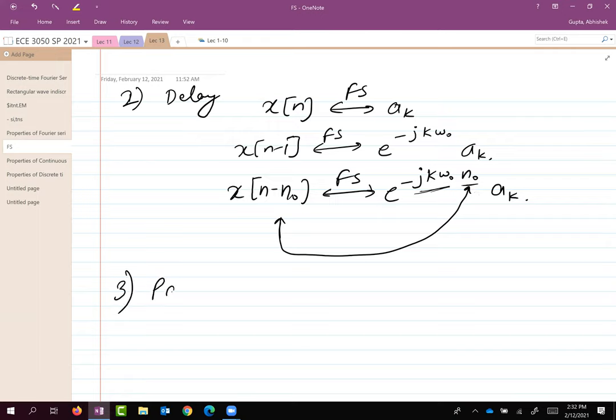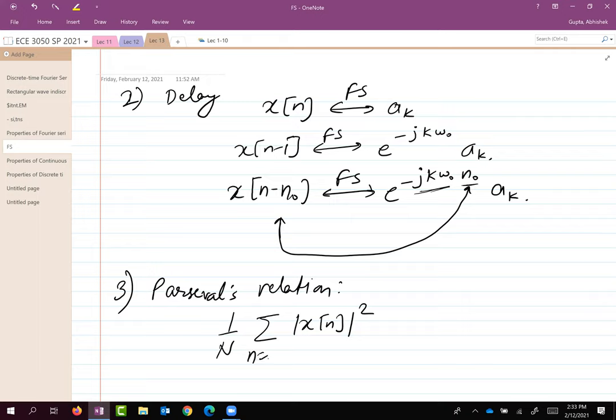The third property, which is the Parseval's relation, is again very similar to the continuous time case. Parseval's relation is basically conservation of energy equation. So the energy in the signal is the same as the sum of energy in individual harmonics that comprises the signal.